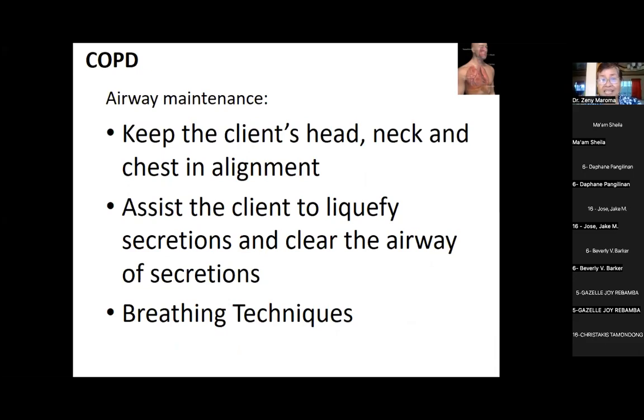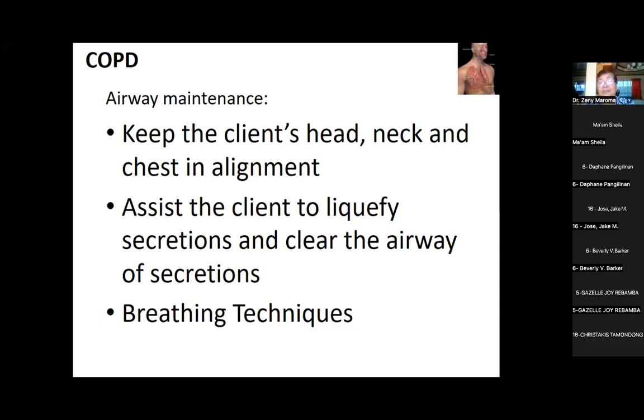So, keep the client's head, neck, and chest in alignment. Ibig sabihin, kung ang patient semi-Fowler's, or sitting really upright. O kaya, yung pasyente nakaupo, tapos yung kamay nakapatong sa armchair, tapos leaning forward, orthopneic position. Kung ang pasyente nakaupo sa bed, dapat align, tapos lagyan ng unan to support the chest, neck, at saka ulo. Hindi yung horizontal ang unan. Horizontal, hanggang sa likod lang siya. Kaya anong nangyari sa neck?